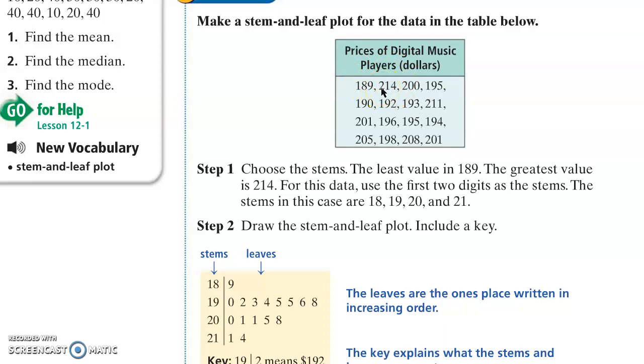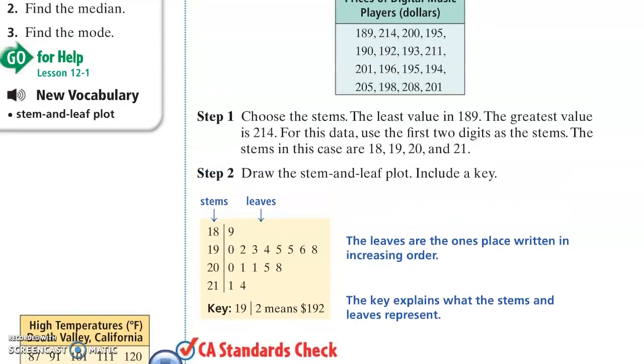So, because they're all 3-digit numbers, where the last digit might be alternating, might be changing, we're going to go ahead and make a stem and leaf plot like this, where if I take this data, all the numbers that start with 1, 8 go right here. And this would mean 189. Okay, how do I know that? Because each stem and leaf plot will have a key, and the key tells you what it means. Like in this case, 1, 9 as a stem and 2 as the leaf means that this is $192.